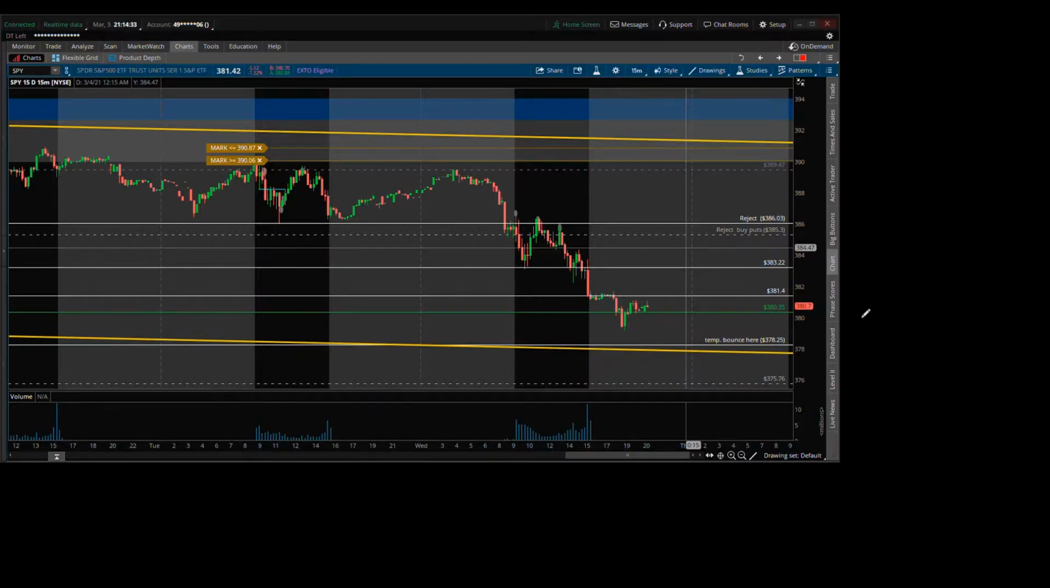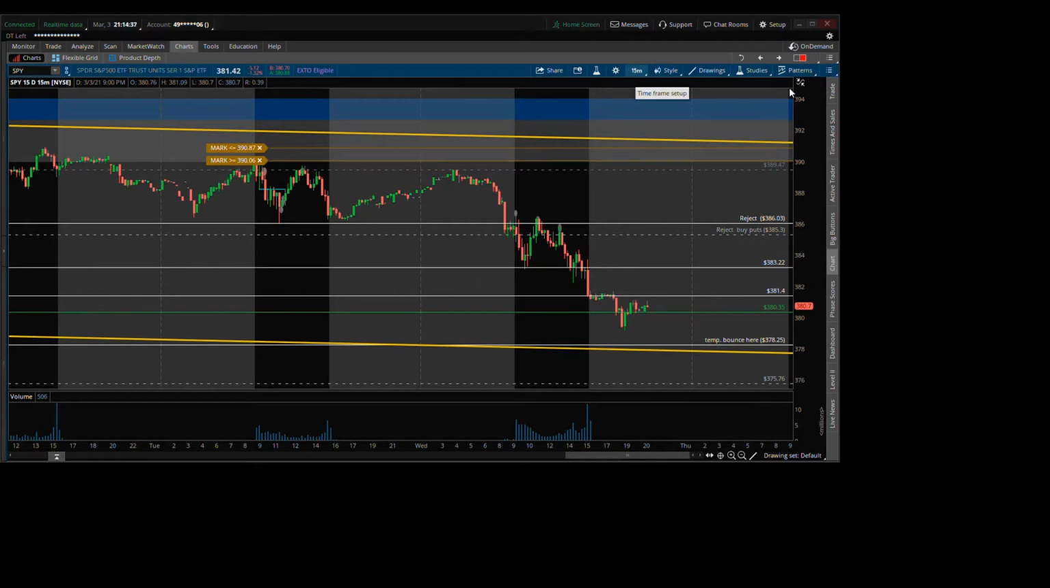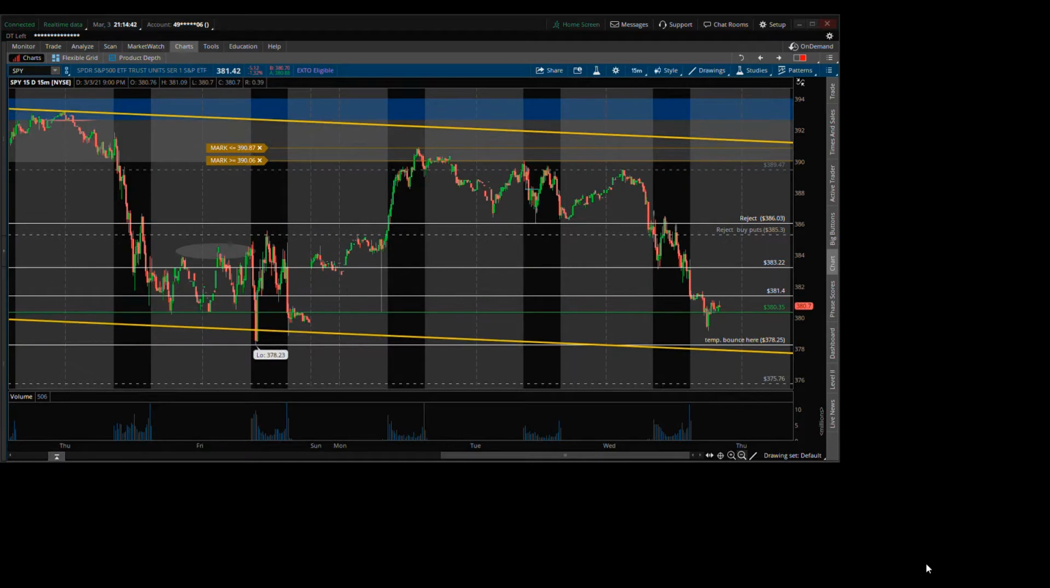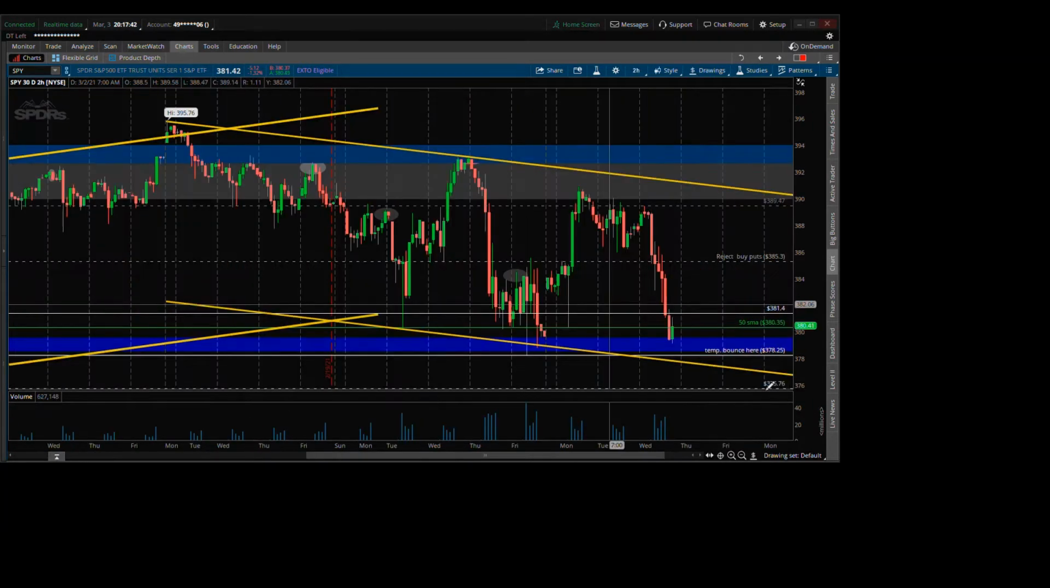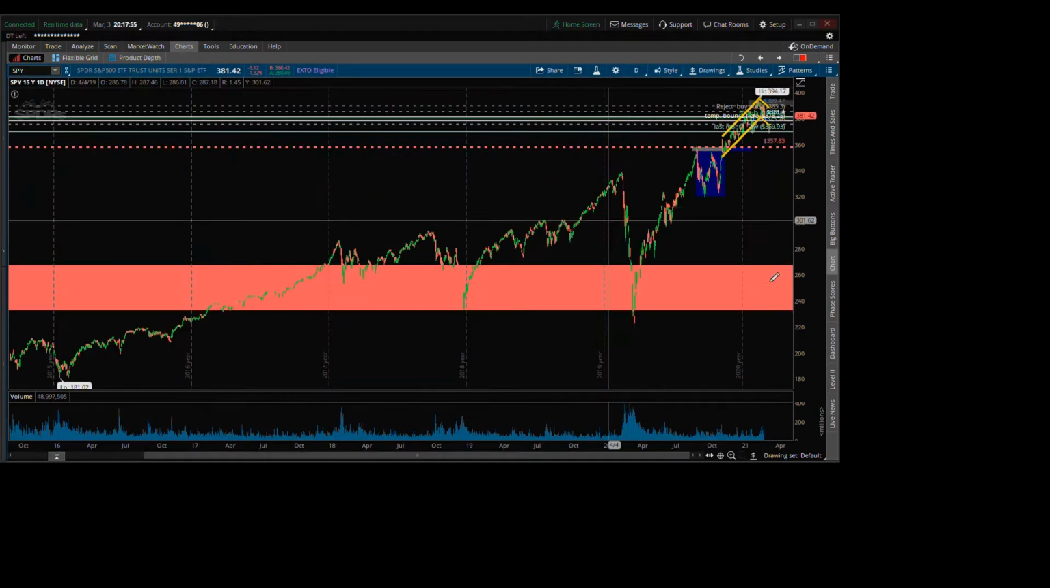Okay, so your highest time frame as a day trader is going to be the 15 minute. That's going to be the highest time frame you look at as a day trader, which will give you the direction for the day. We're going to start with SPY. We're going to start from the beginning, so we're going to go to the day to see how today ended.